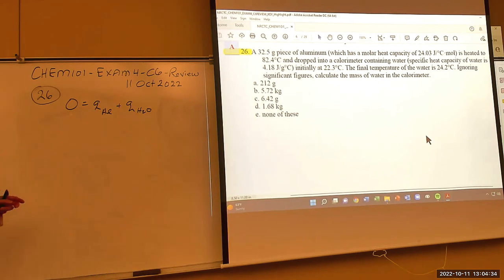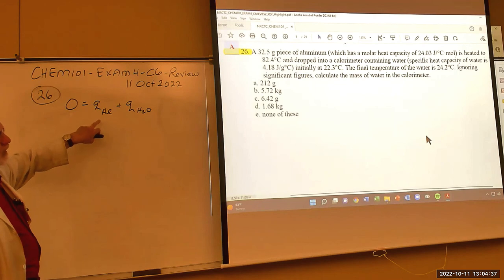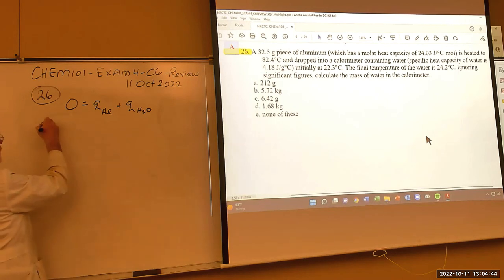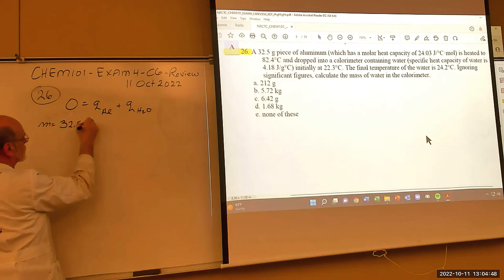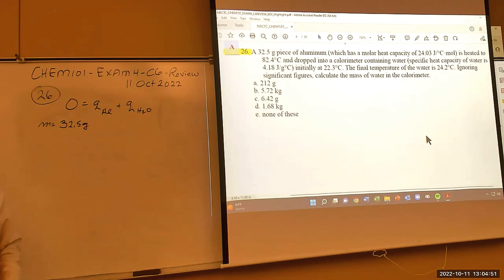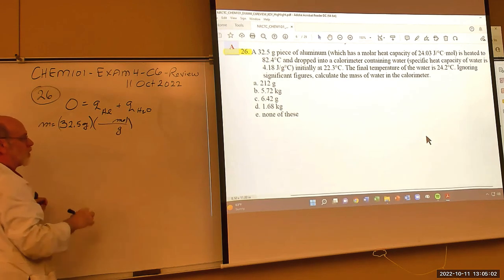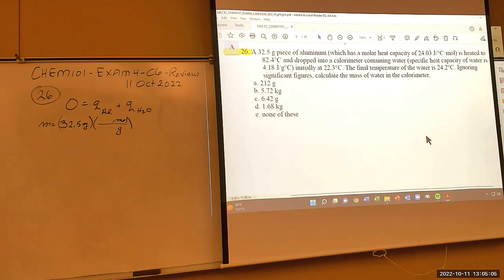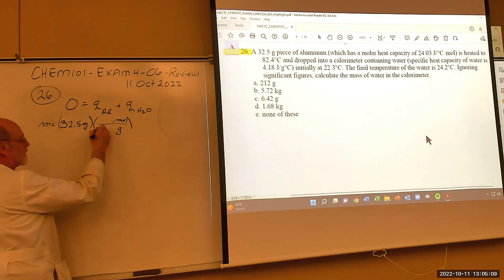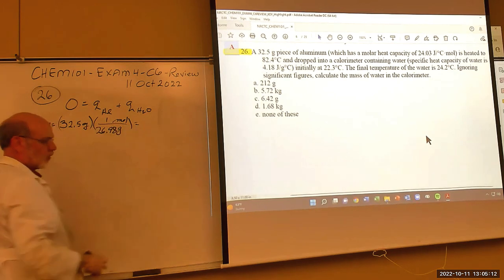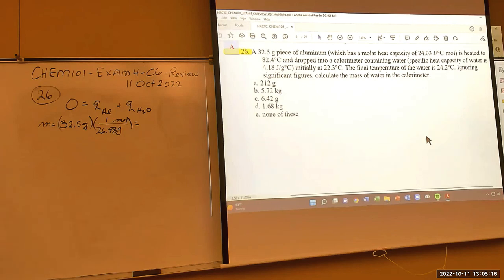All right. So notice that the molar heat capacity is 24.03 joules per degree C mole. And with a mass of 32.5 grams of aluminum, that needs to be converted to moles. Otherwise, our molar heat capacity won't work. So we need a unit conversion here. Grams to moles means molar mass. So I look at aluminum, it's 26.98 grams per mole. I will have to calculate this one. 32.5 divided by that is 1.2046.